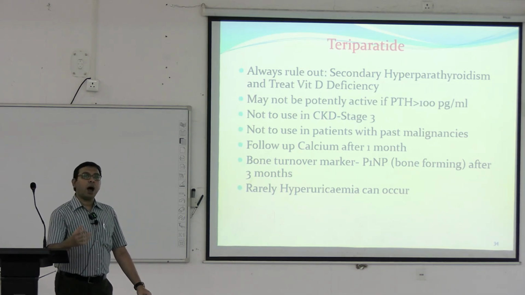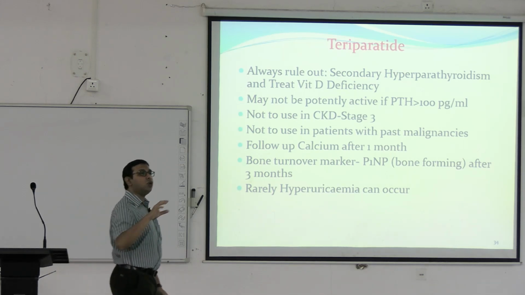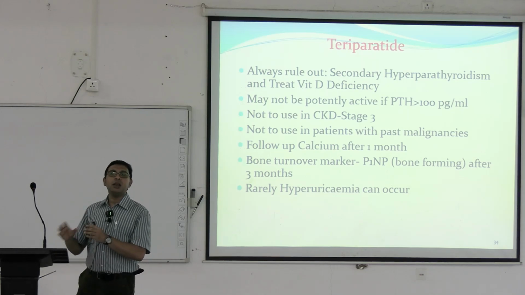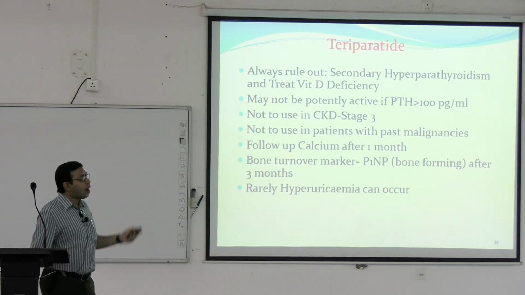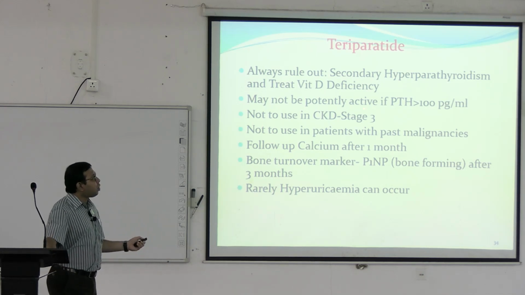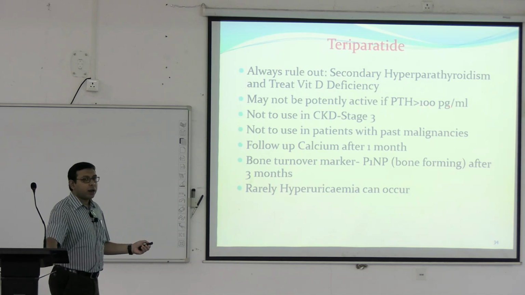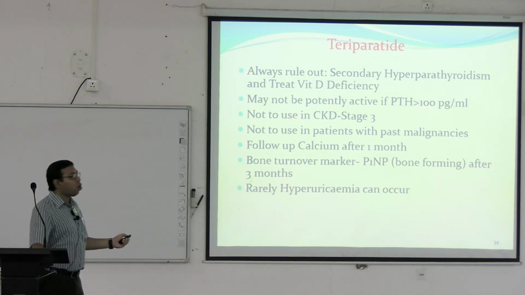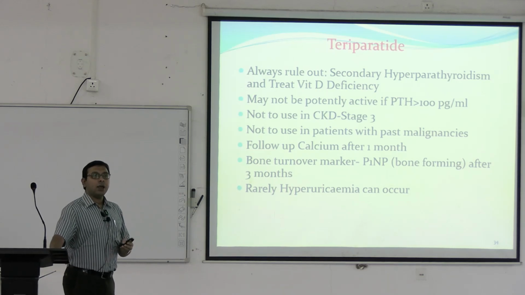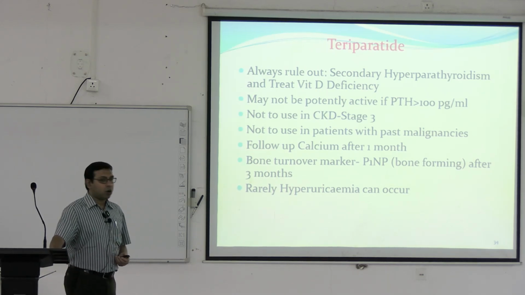Teriparatide will not be effective when parathyroid hormone becomes high not due to direct secretion from the parathyroid gland, but due to diseases in other areas. It may not be potently active if parathyroid hormone becomes very high, greater than 100 picogram per ml. Do not use it in chronic kidney disease stage 3, that is, in the last stage of kidney failure.